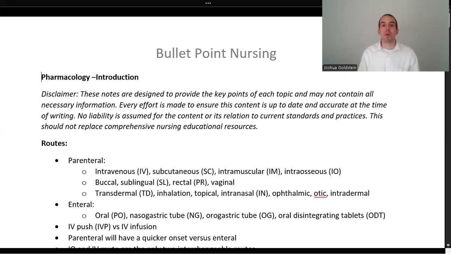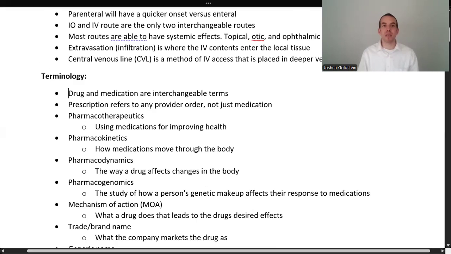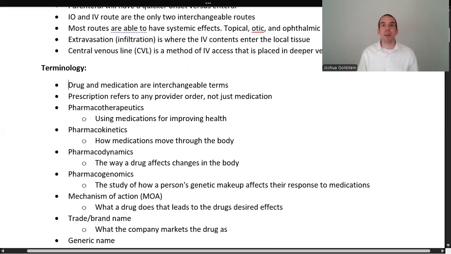Next, let's talk about parenteral. It will almost always have a quicker onset versus enteral. In fact, I think I could say always. Parenteral will always have a quicker onset versus enteral. Parenteral, again, is around the GI system versus going through the GI system. Next, let's talk about IO and IV, because every medication is going to be labeled for which route it can be given.